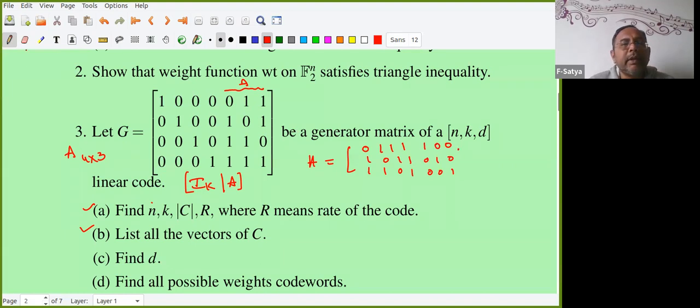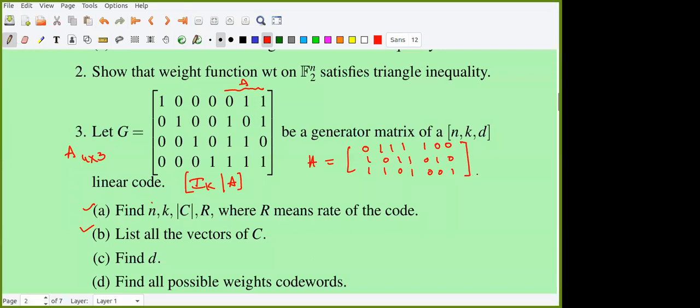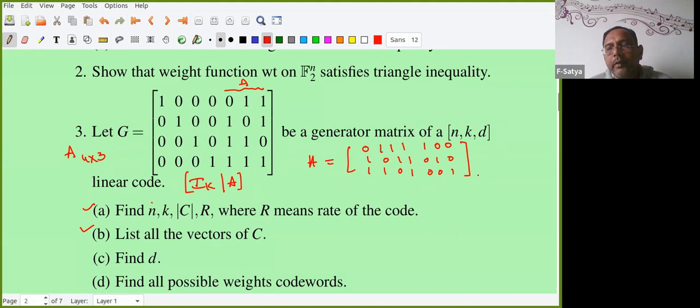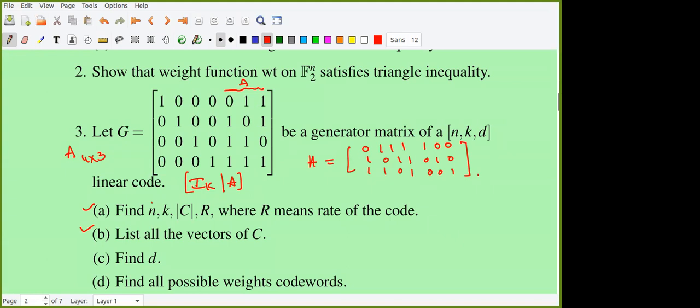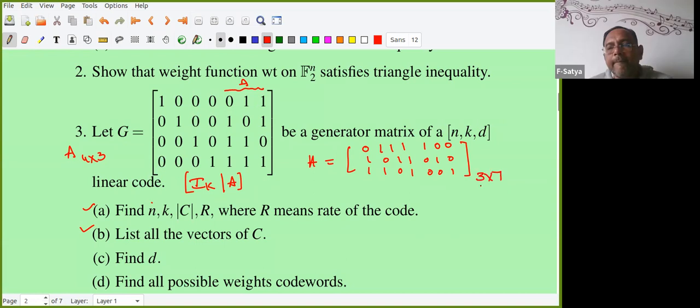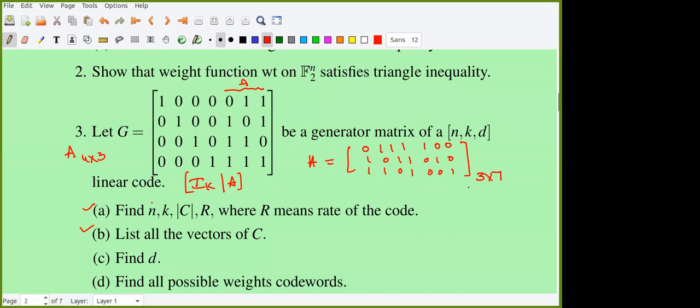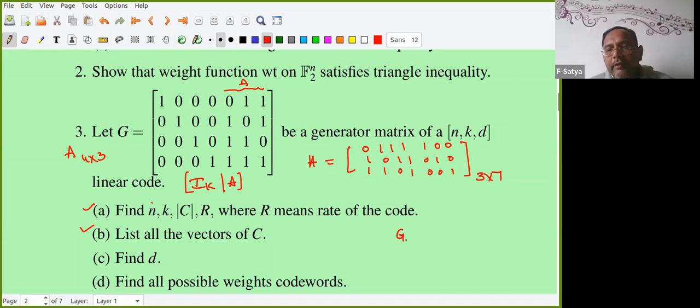Pratik, is it clear how to construct H from G? Yes, sir. What is the size of this matrix now? 3 cross 7. What is 3? N minus K. So in general, G is K cross N, right? What is the size of H? N minus K cross N.